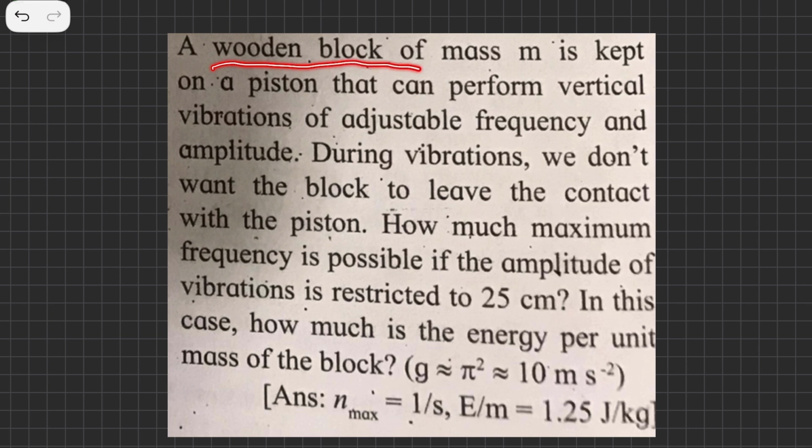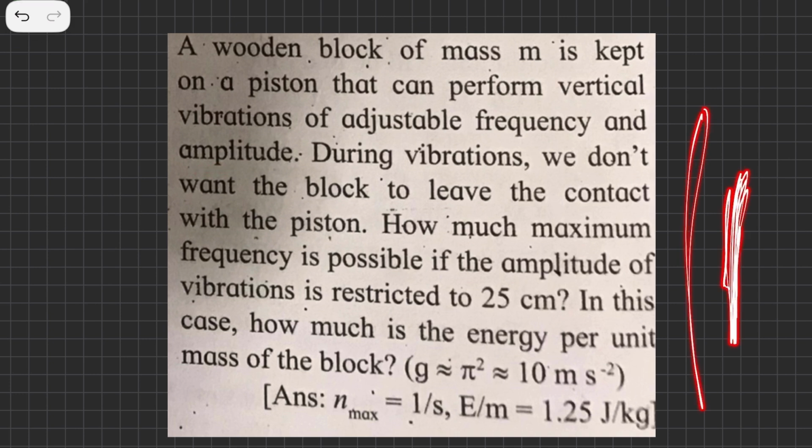So there is a wooden block whose mass is m and it is kept on a piston that can perform vertical oscillations with adjustable frequency and amplitude. So you can adjust the frequency and you can adjust the amplitude as well. Now in an engine of a bike or a car, the frequency is adjustable, however the amplitude isn't. But in some other pistons we can adjust the amplitude. So the piston may oscillate at a smaller amplitude or maybe at a bigger amplitude as well.